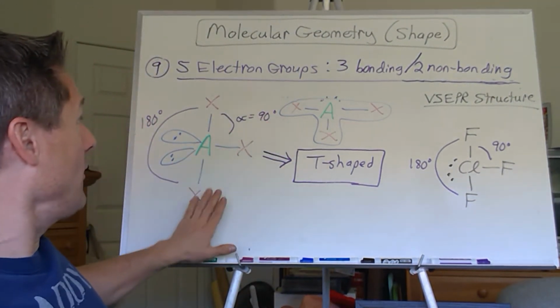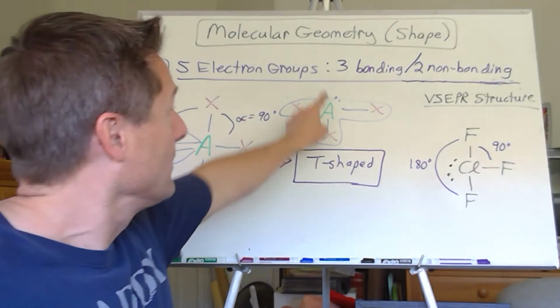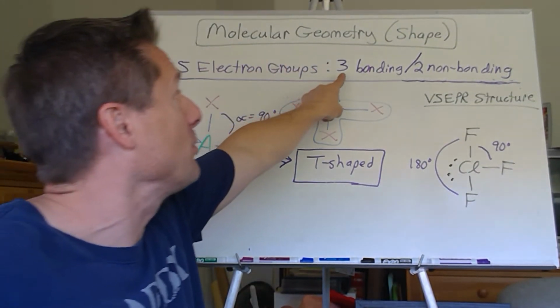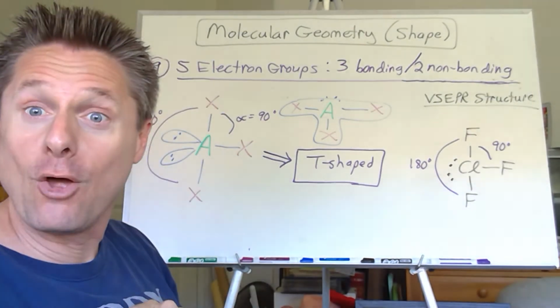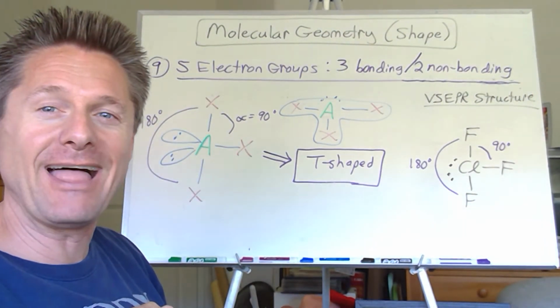Now, we could put another lone pair here. Let's do 5 electron groups, but 2 bonding and 3 lone pairs. See if you can figure out what that looks like.